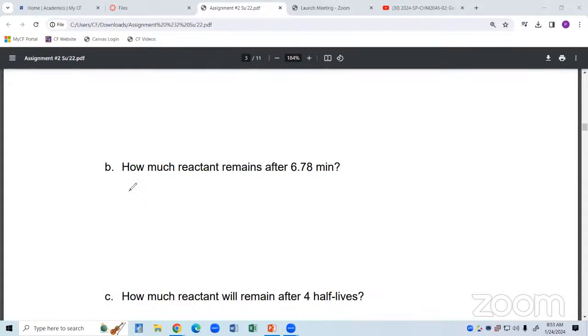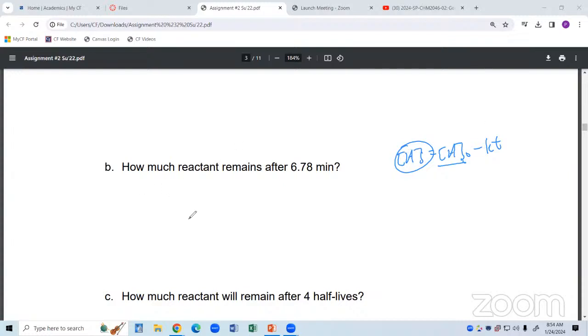Okay, so the equation that we would use, let me write it here, is concentration of A is equal to concentration of A initial minus KT. So that's for the zero order reaction. The question is asking, how much reactant remains after 6.78 minutes? The initial concentration was given earlier.